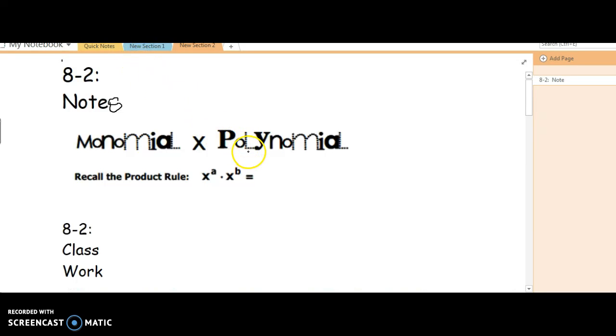Hello, algebra students. So today we're going to cover 8-2, a monomial times a polynomial, and we're going to go through a couple examples today. So in order to be able to multiply a monomial by a polynomial, we're going to recall the product rule. X with an exponent of a times x with an exponent of b is really equal to x with their exponents added together.